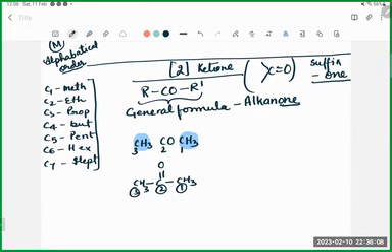In this case, we will be considering the rule called the lowest locant. Lowest locant means the preference goes to which functional group? Carbonyl group. So where the carbonyl is nearest, that side we should start the numbering.